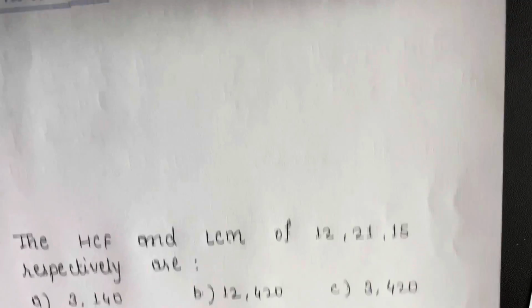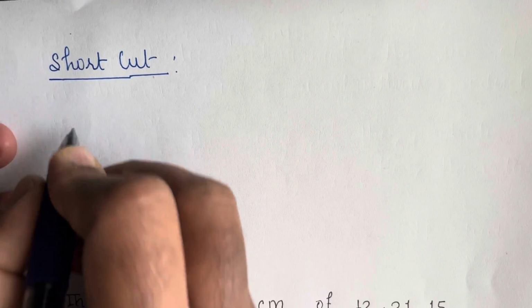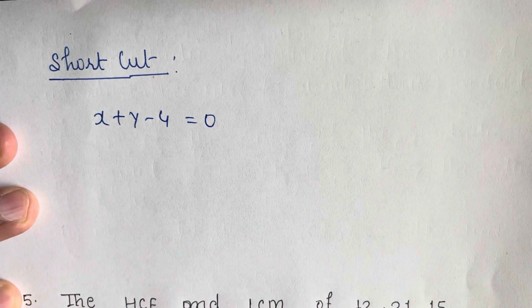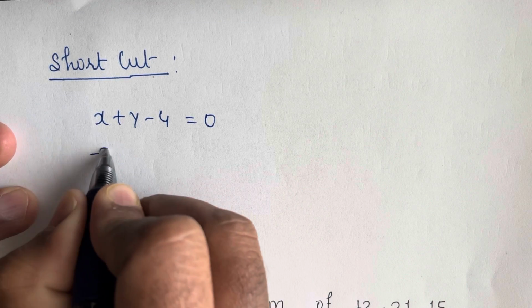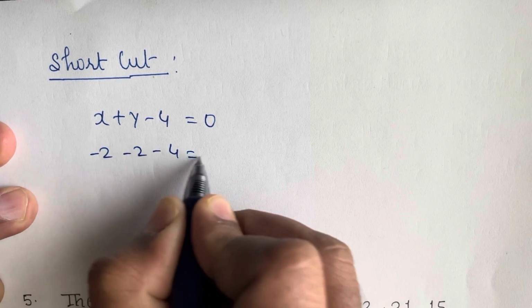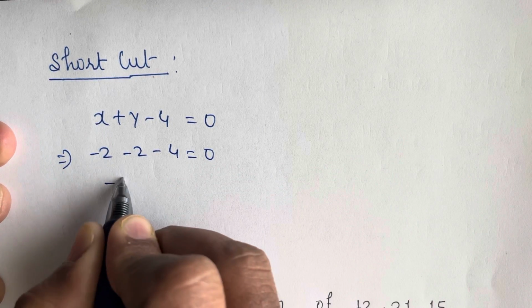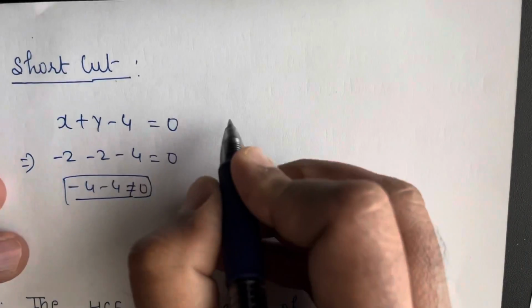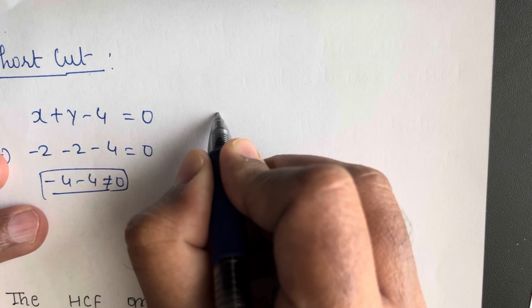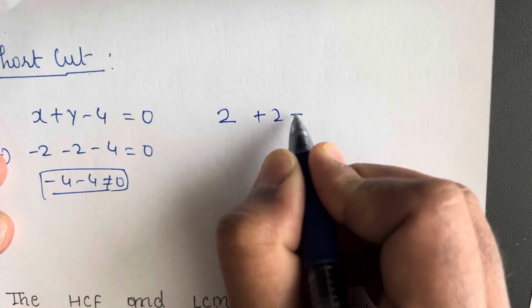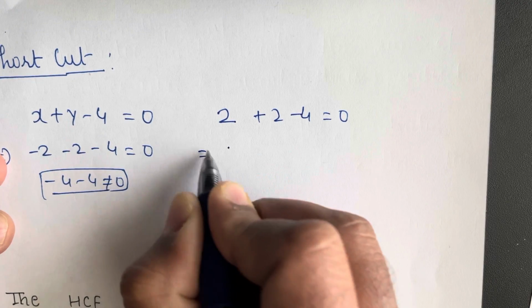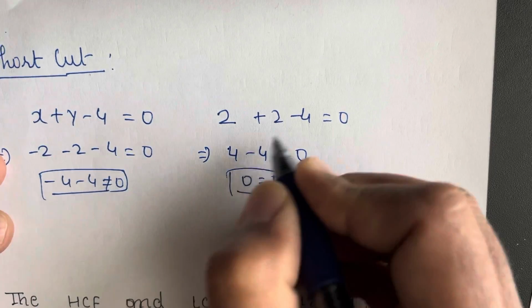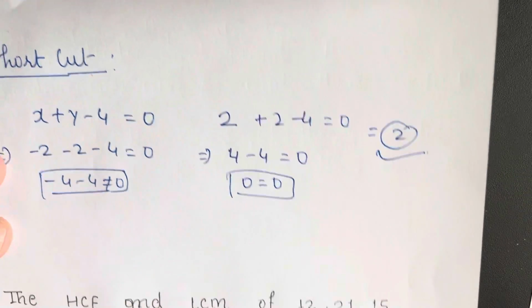For example, the given equation is x plus y minus 4 equal to 0. If I keep the first option value, which is -2, I will get -2 minus 4 equal to 0, that is -4 minus 4, which is not equal to 0. And if I keep the next value, let's say 2, it will become 2 plus 2 minus 4 equal to 0. That is 4 minus 4 equal to 0. So that means your answer is 2. This is the shortcut method.